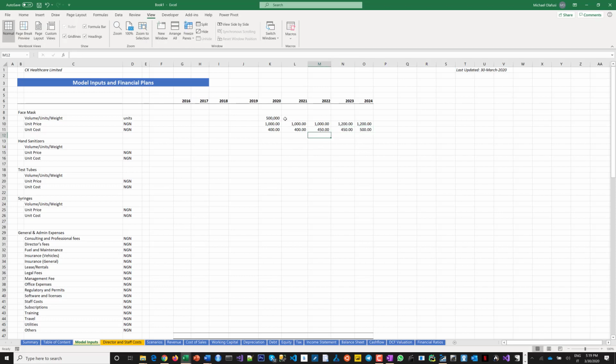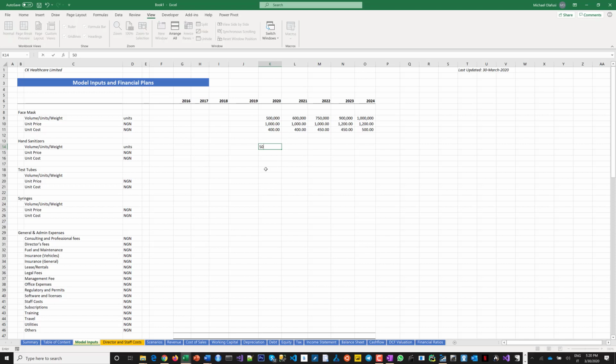Okay, and as for volume, they feel they should be able to ramp up production in this pattern. Okay, for hand sanitizers, similarly, it will be sold in units, and let's say they're going to sell only one size. So let's say they're going to retail for 500 naira.